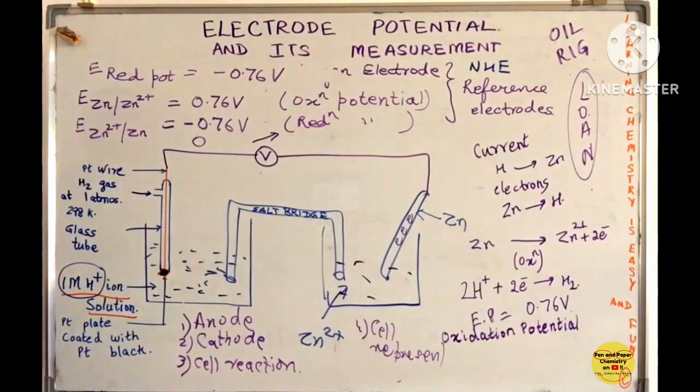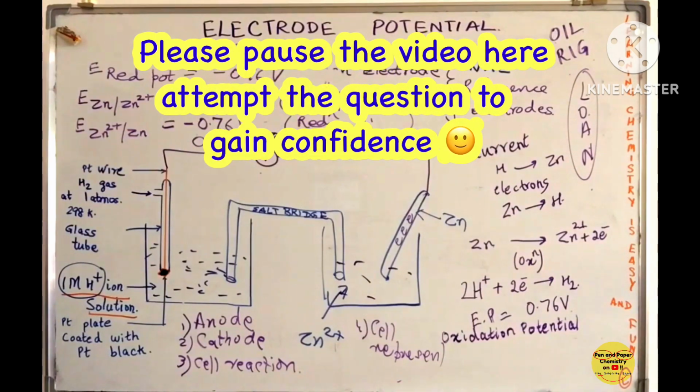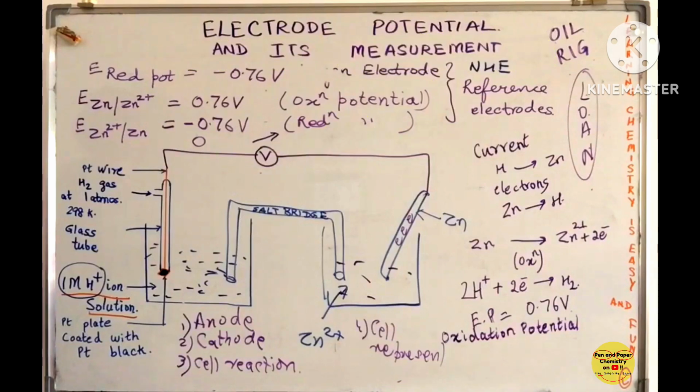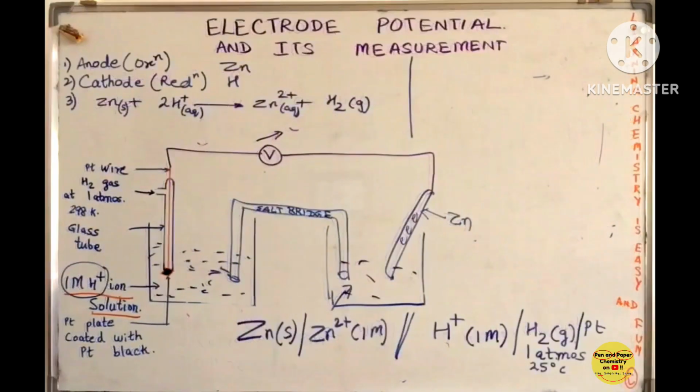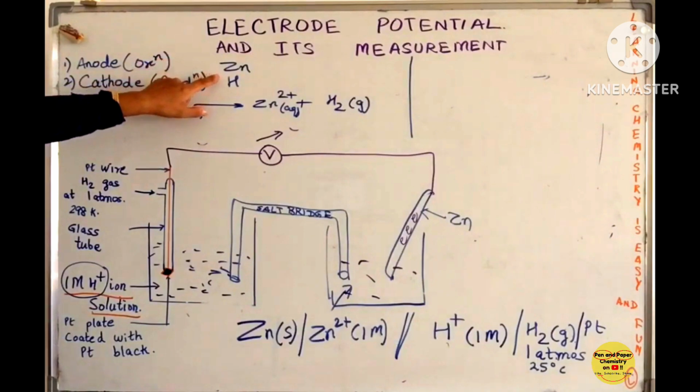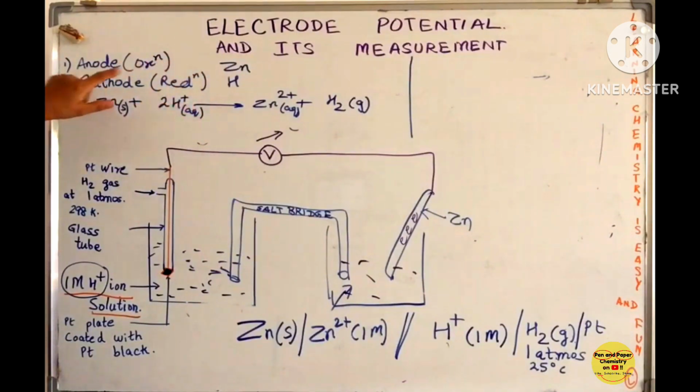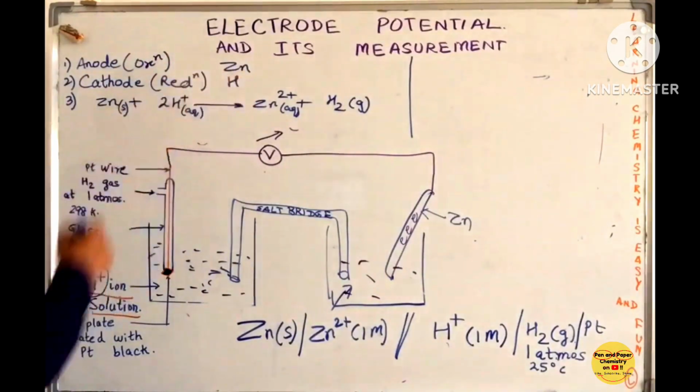If your concepts of galvanic cell are clear, I am sure you will be able to relate to what I am talking about over here. Pause the video and write the answers to these questions and tally with the answers that I will give you. Go ahead, match your answers. Anode at which oxidation is taking place is zinc. Cathode at which reduction is taking place is the hydrogen electrode.